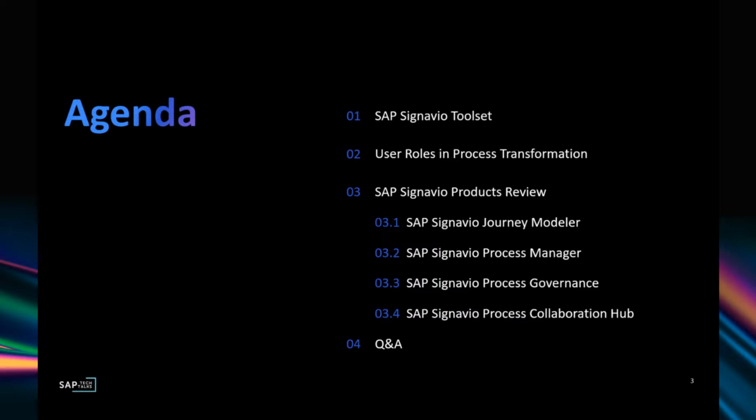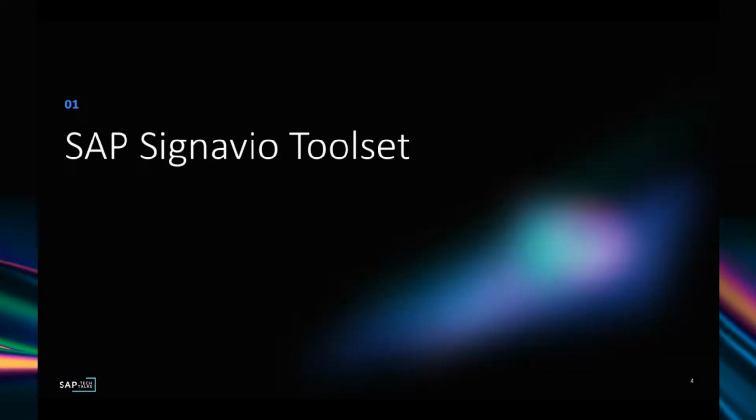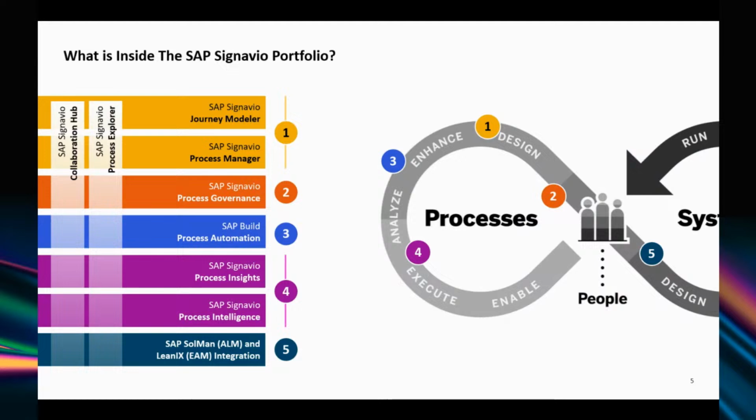Today we will review the SAP Signavio toolset, which products are inside. Also, I would like to discuss with you some user roles in a process transformation cycle, and then we will review products which you can see on the screen. And also, at the final stage, we will have a Q&A session, and you could ask any questions. Please send them in the chat. And let's start.